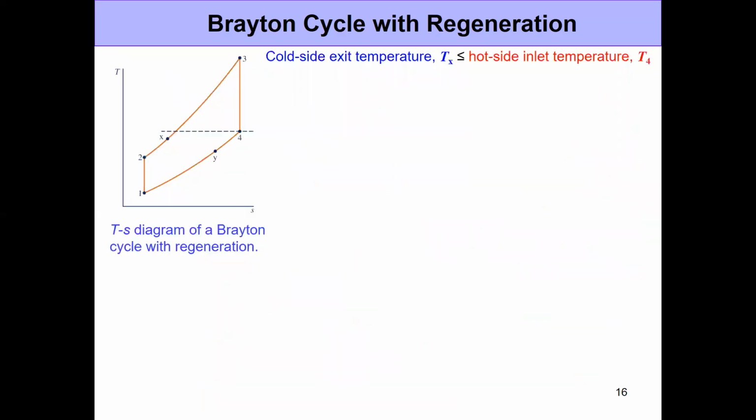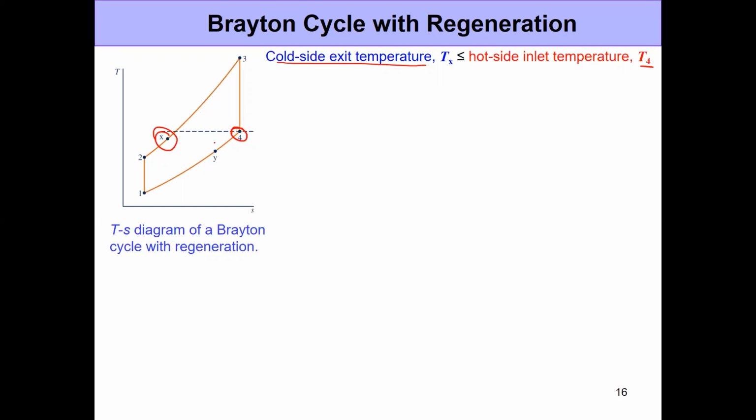Now let's look at it in terms of the efficiency formula. Okay, so again, here what we are saying is that for this regeneration to work, the cold side exit temperature, Tx, is always going to be smaller than or equal to the hot side inlet temperature, which is T4. Okay, this is certainly expected, right? The cold side exit temperature cannot be higher than T4 because the increase in temperature from T2 to Tx is simply happening because of the high temperature at T4.